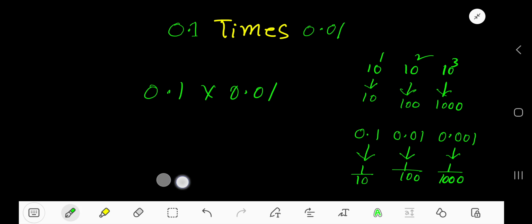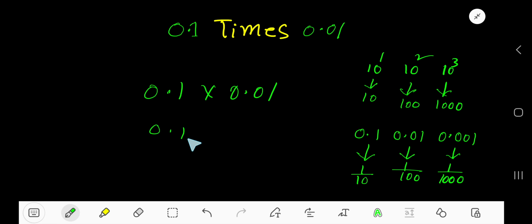Here is the thing: 10, 100, 1000. These are powers of 10 but greater than 1. But 0.1, 0.01, 0.001, these are also powers of 10 but these are less than 1. Actually, this multiplication means one type of division.